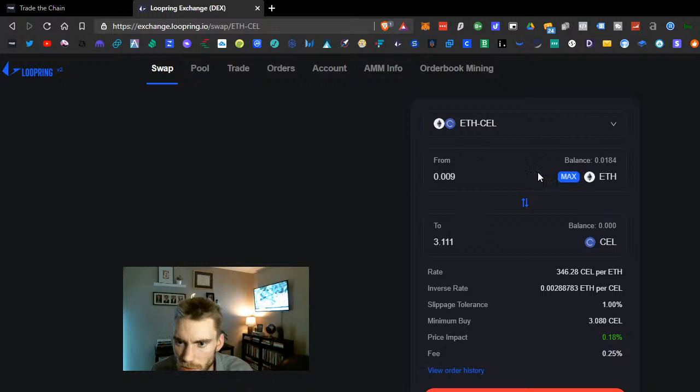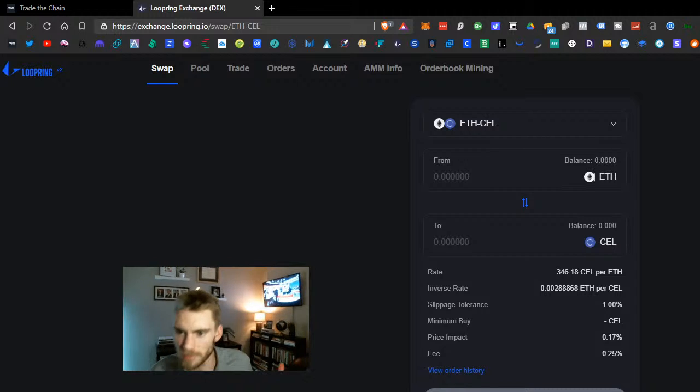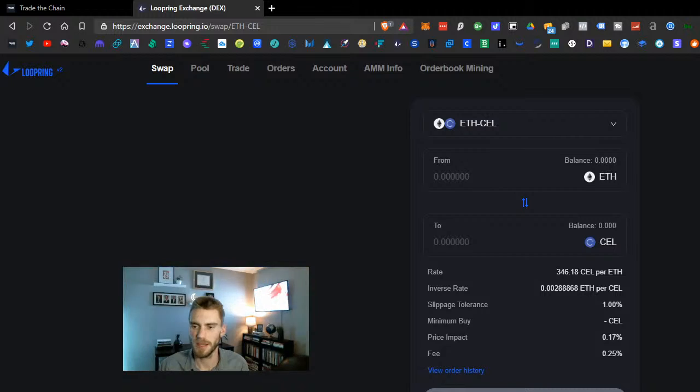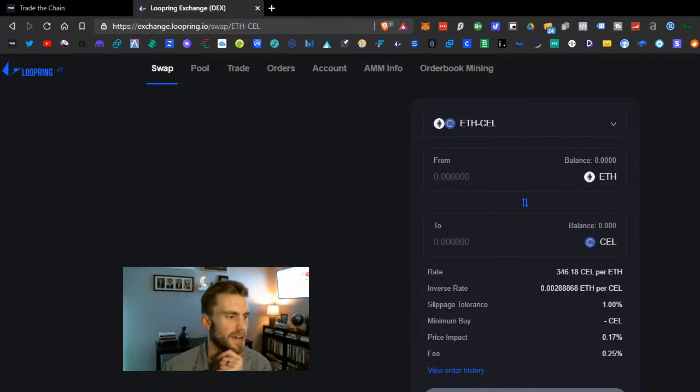Okay, too small. Whatever, let's do it all. Boom, done. I just acquired 6 Celsius tokens for what? I don't know. Cheap, very cheap. Not even enough to concern myself with the cost, to be quite honest. So, hope this is helpful.